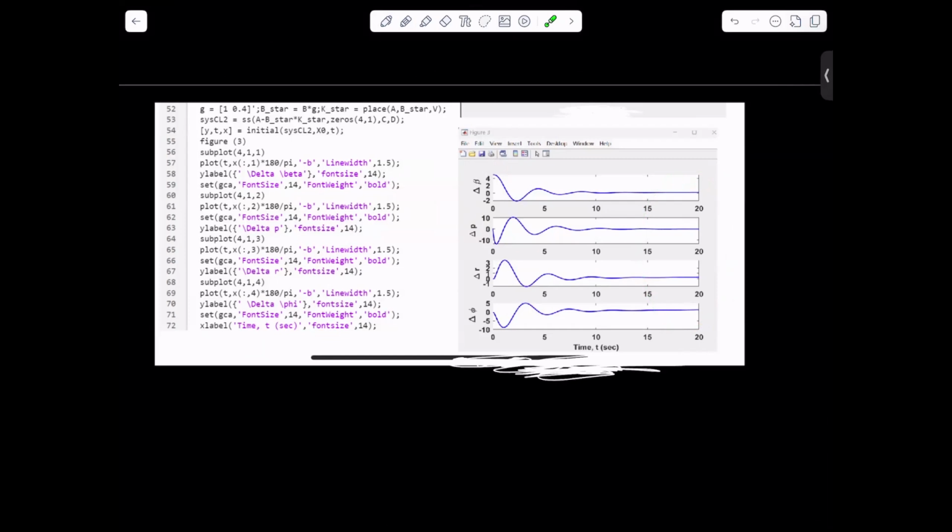So let's stop it here. One more lecture we'll have, on how to design the altitude hold control of the aircraft. And after that, we'll move to nonlinear control concepts. Let's stop it here.